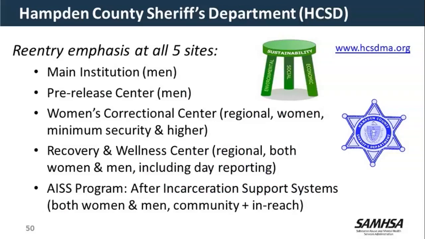To give you a little context for Hampden County, we are in western Massachusetts. Today our count is 1,140 at these various sites. There's a main institution for men, also a pre-release for the men. We have a separate center for the women, and then 2 sites that are co-ed, a treatment center, and I'm going to be saying the phrase AISS a number of times, and that is the present name for our After Incarceration Support Systems program.